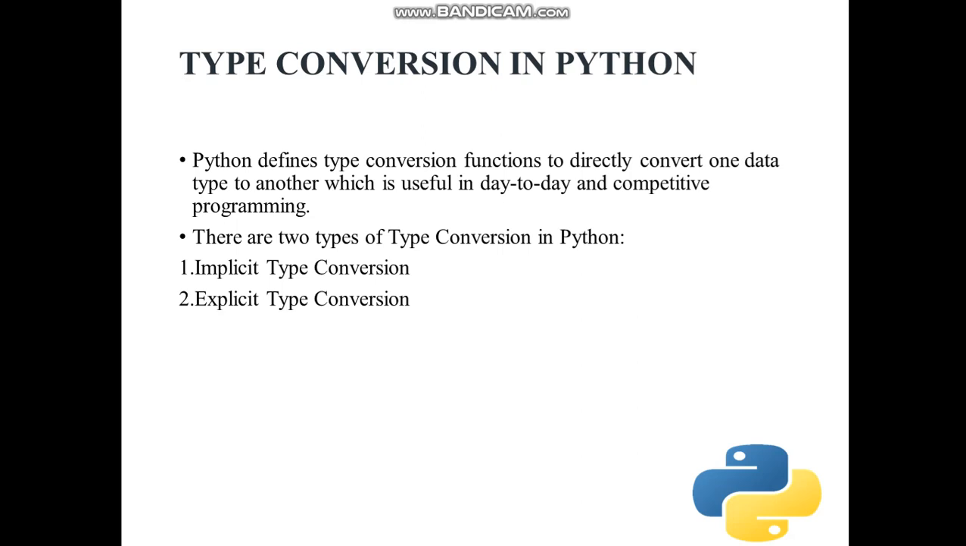Next is type conversion in Python. Python defines type conversion functions to directly convert one data type to another, which is useful in day-to-day and competitive programming. There are two types of type conversion in Python. One is implicit type conversion and second is explicit type conversion.